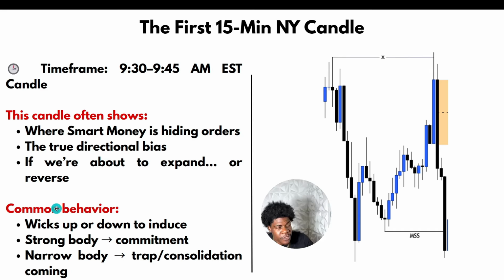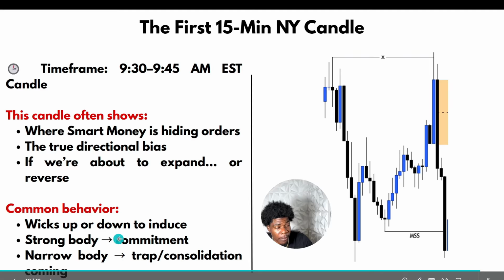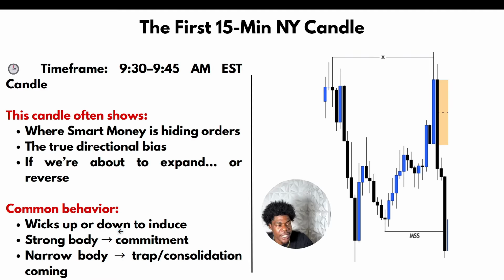Some common behavior is for price to quickly wick up or down to induce traders. A strong candlestick body equals commitment, and a narrow candlestick body indicates that a trap or a consolidation zone is coming. Let me explain that. We see price left this prior old high right here. Then we see that 9:30 a.m. candle extend higher. It opens up higher first to clear that old high, then extends lower and closes, giving us a full body order block.